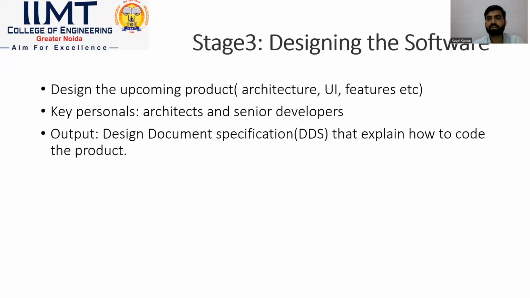Now, this is stage three, that is designing the software. After planning, collecting, and documenting the data, we have to design the software, and we design on the basis of the requirements only. We have to design the upcoming product, and the design can cover architecture, user interface, and features. The people involved in this stage are architects and senior developers. These architects are not the people who design buildings; they design only software. And the output of this stage is the DDS, Design Document Specification, which explains how to code the product.